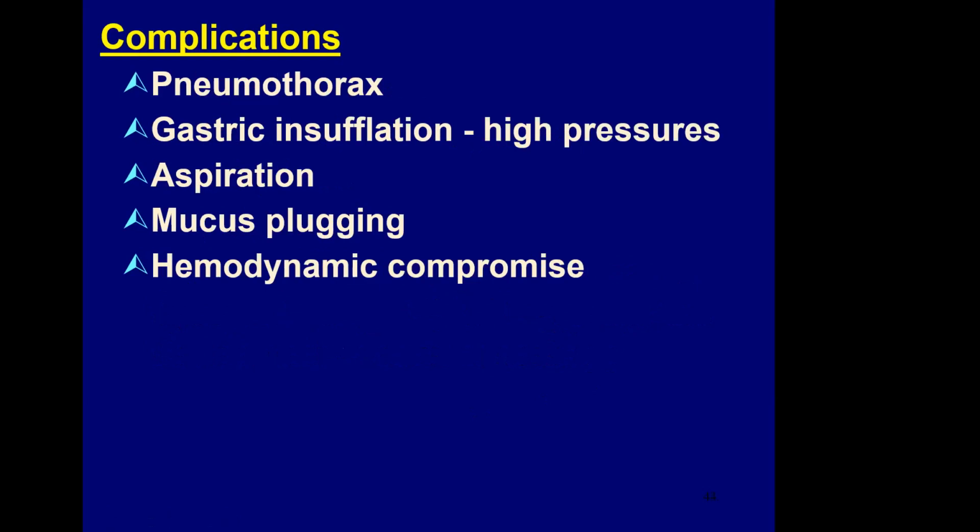Complications include, as with invasive ventilation with the tube, patients can develop a pneumothorax. If high pressures are used, we can inflate not only the lungs, but the stomach. Especially with a mask, a patient can aspirate. If we're not using adequate humidification, we can develop mucus plugging. Also, we can develop hemodynamic compromise.